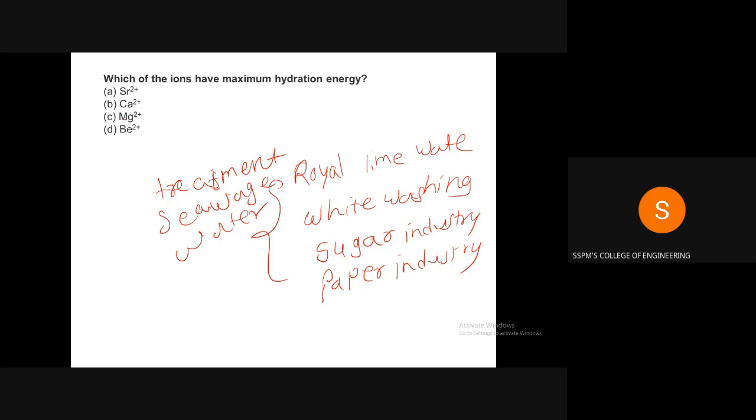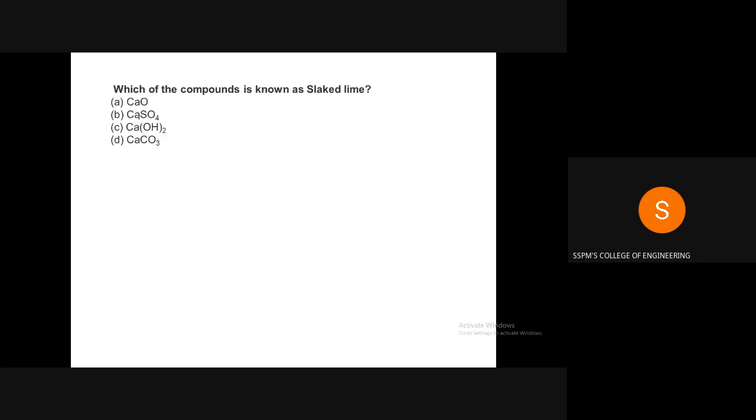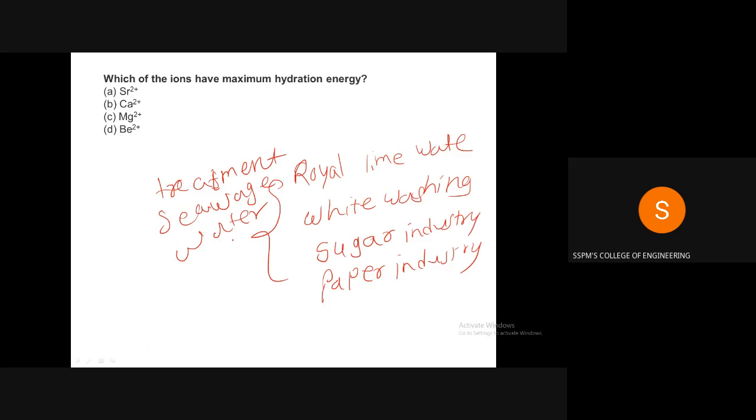So the answer to this question, which of the following is known as slake lime, is calcium hydroxide. If you know the uses of this hydroxide, then you can give the answer. It is a theoretical based question. These are all uses of slake lime or royal lime water.